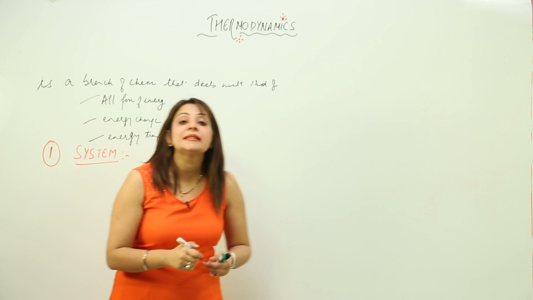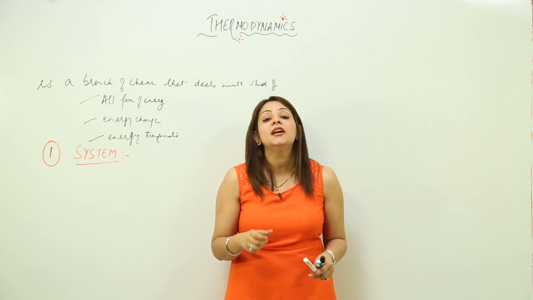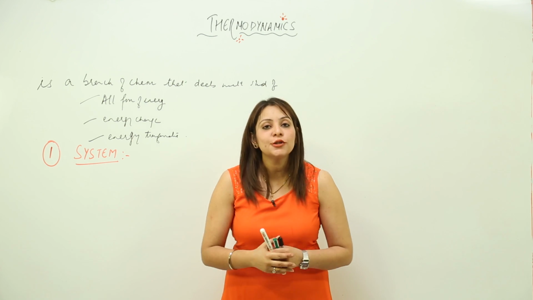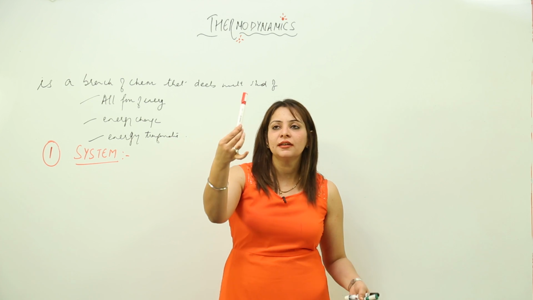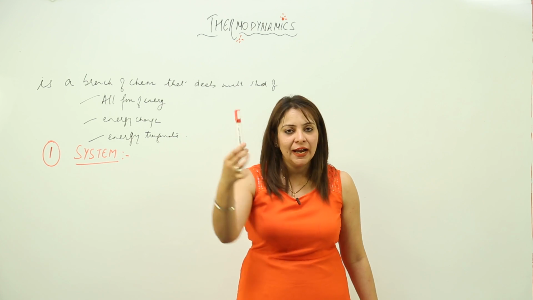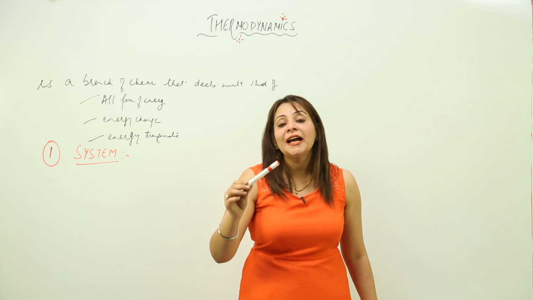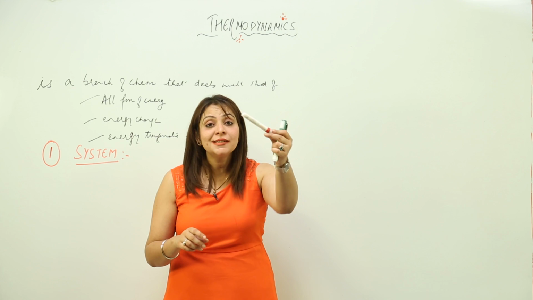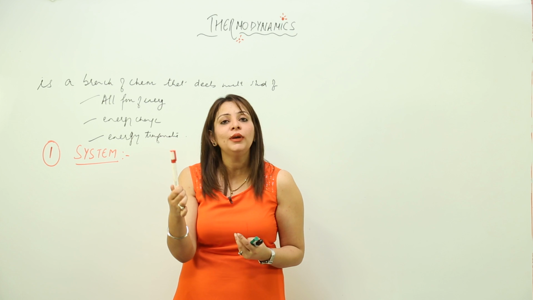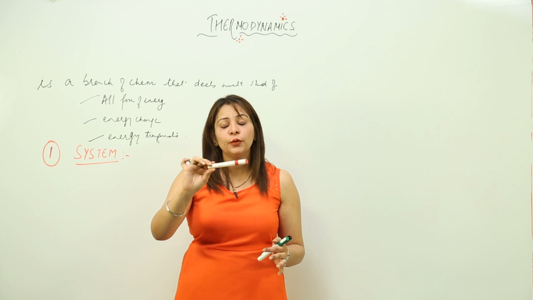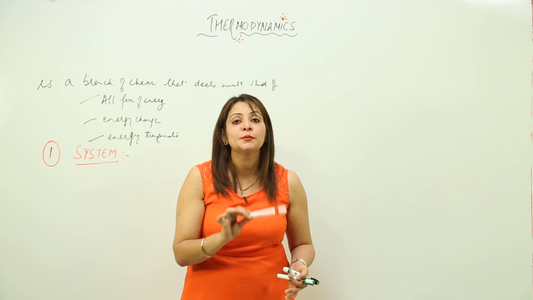What is called a system? System is actually a part of the universe which is under investigation. Suppose I want to know the properties related to this marker. I have this marker and I want to know the properties related to it. So this constitutes my system, because this is under investigation. I am going to look at what happens when I heat it, what happens when I cool it. So this marker is my system.